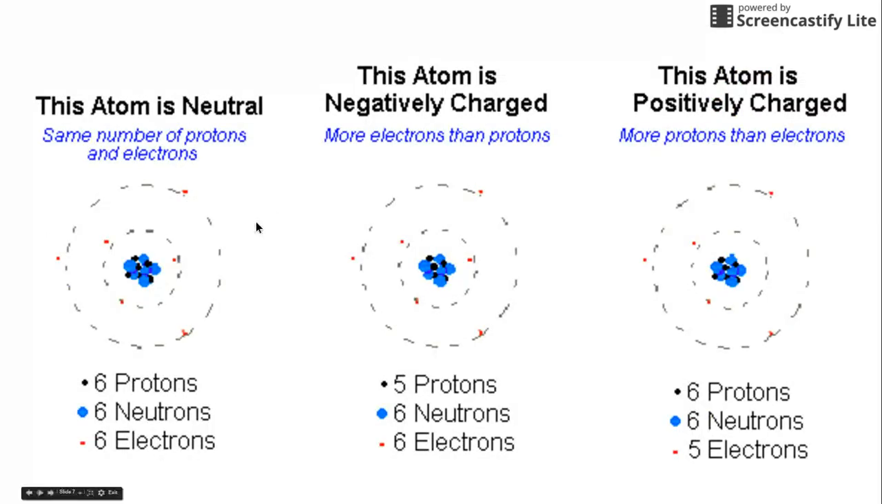So once again, if you look at this, you have protons, neutrons, and electrons around the outside. The same number of protons and electrons means it's neutral or balanced. If there's more electrons than protons, there's more negative charge, so that there is a negatively charged ion. And when there's more protons than electrons, we have a positively charged ion.